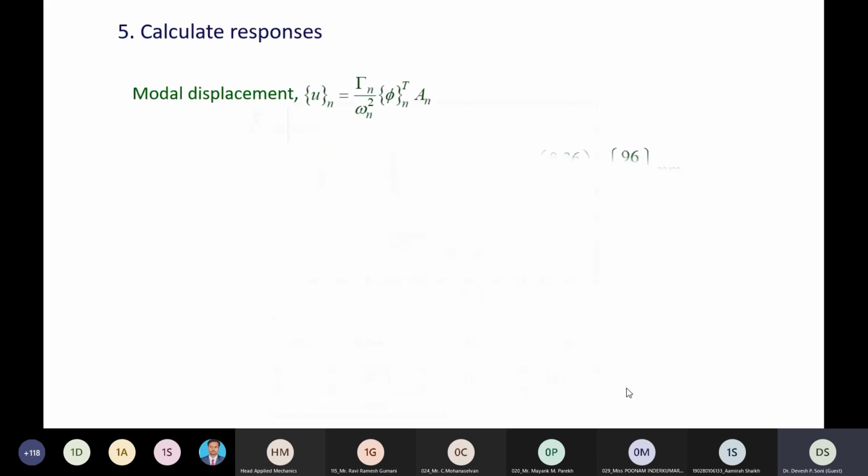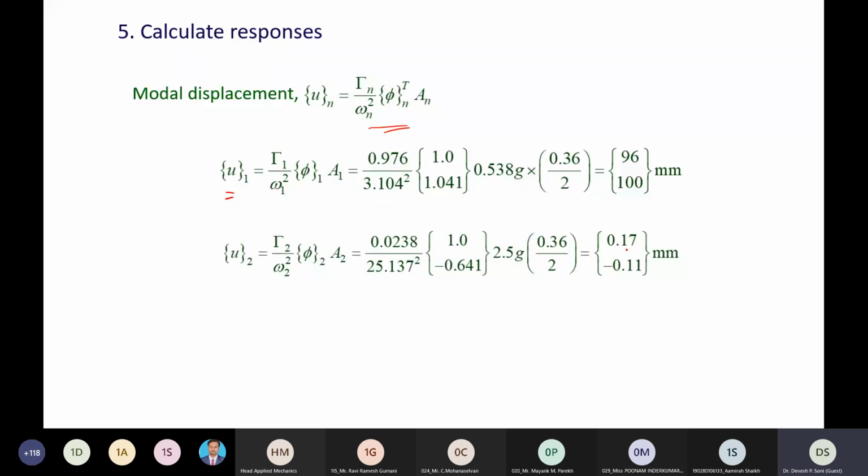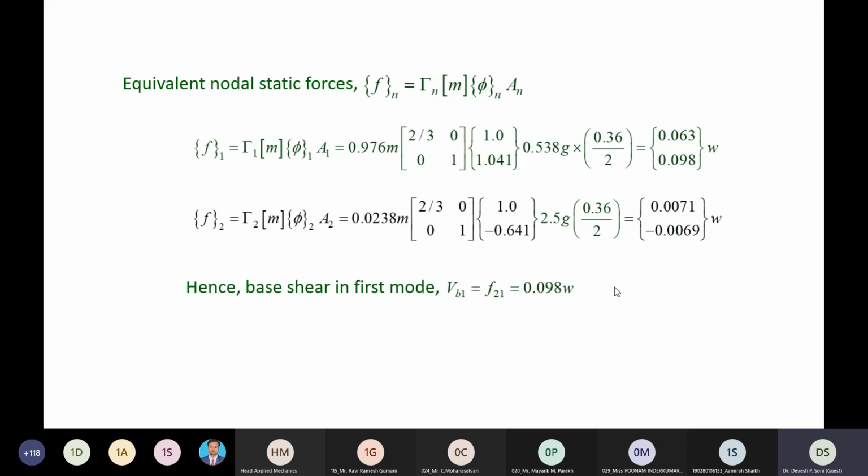So we go to the next. Next, the modal displacements are calculated using this formula. In IS 1893 the format can be slightly different, but the formula is the same. So the first mode displacement is coming like this: 96 millimeter and 100 millimeter. And in the second mode, the displacement is coming 0.17 and minus 0.11 on the first floor. Looking at these values, we can finally prepare one table after having calculated the equivalent nodal static force.